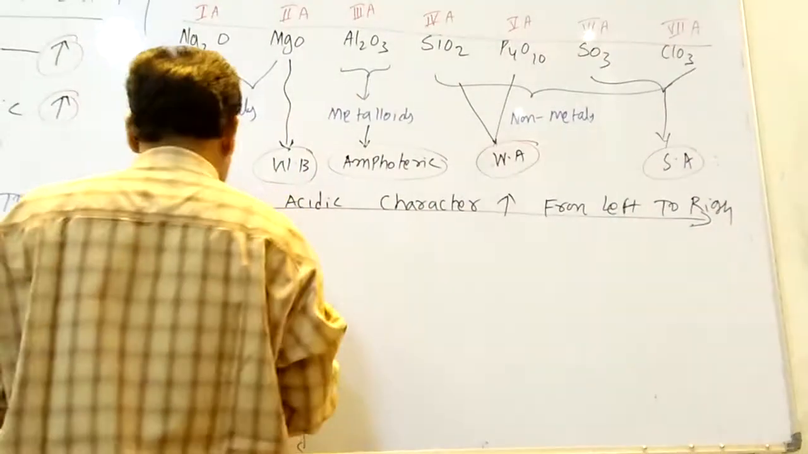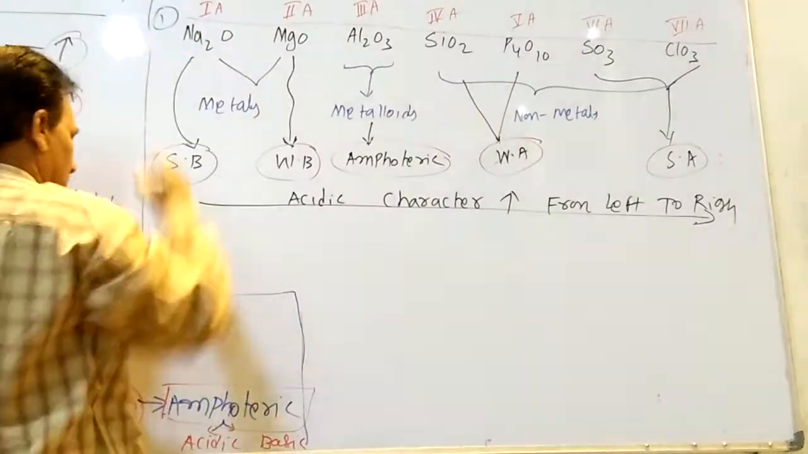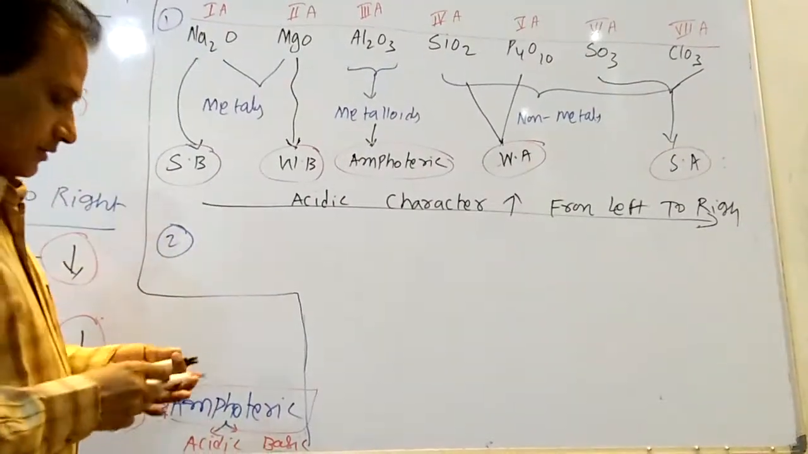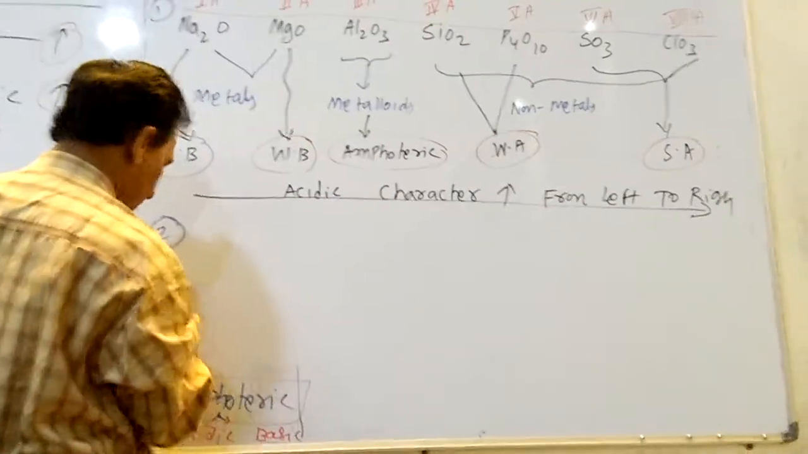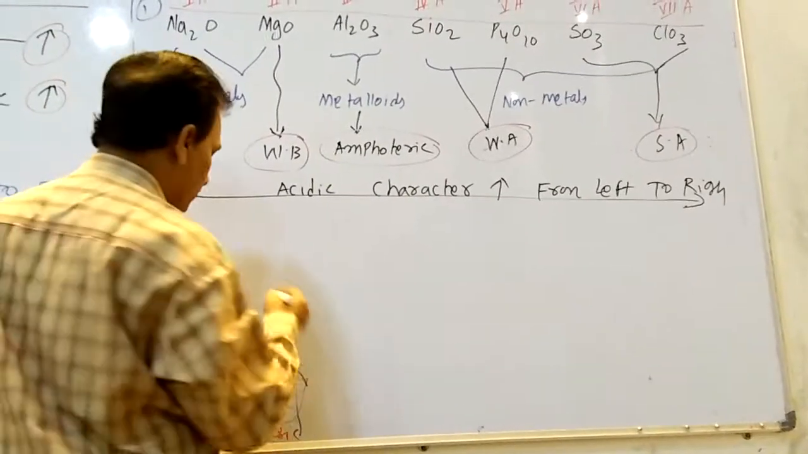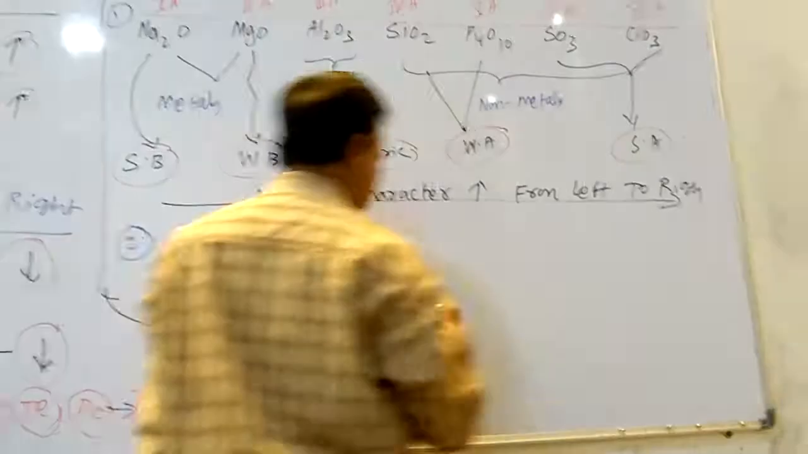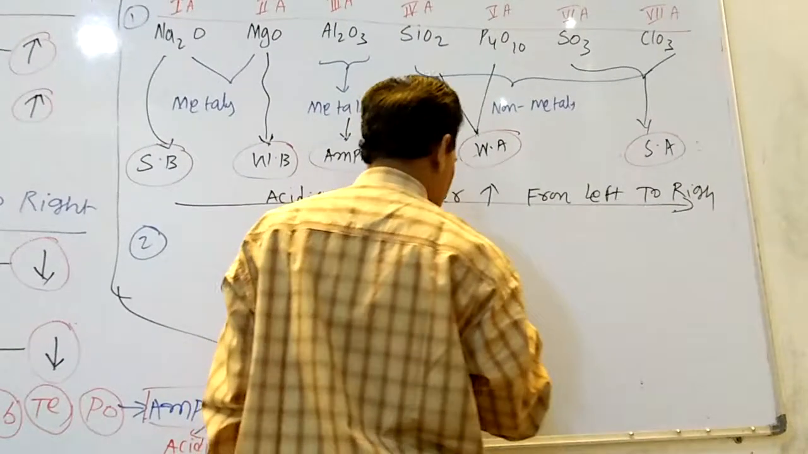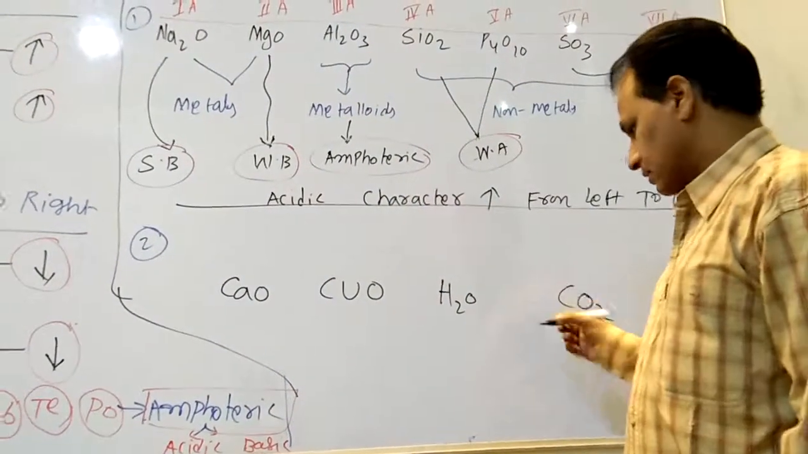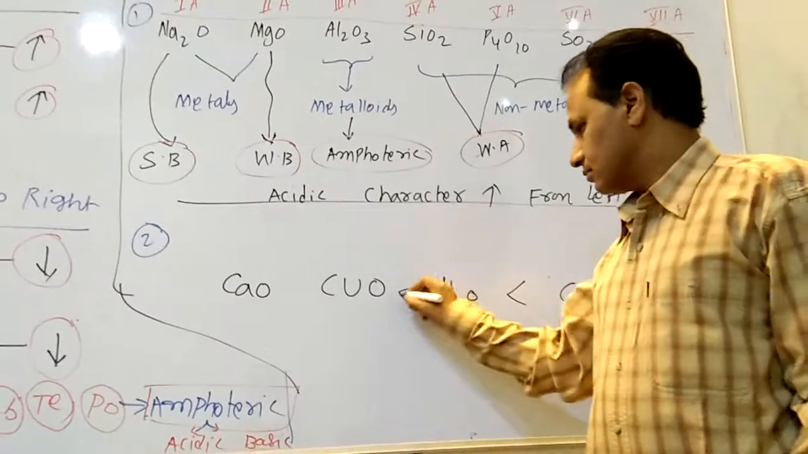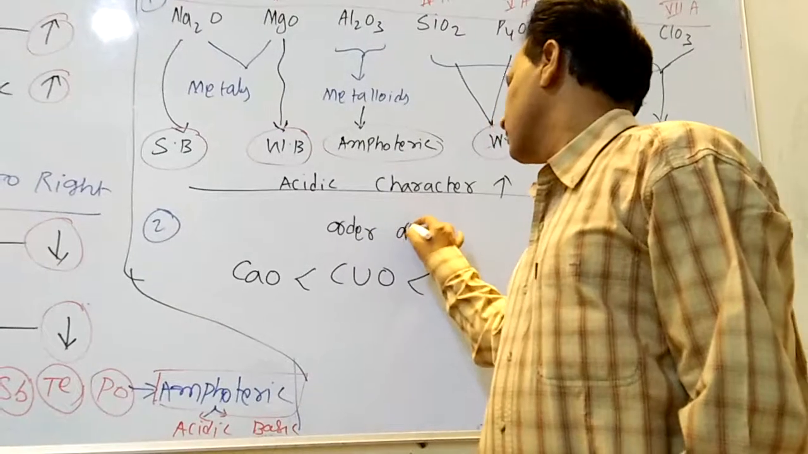And suppose they ask, what is the order of acidic nature? CaO, CuO, H2O and CO. Which is the strongest acid? This is the order of acidic nature.